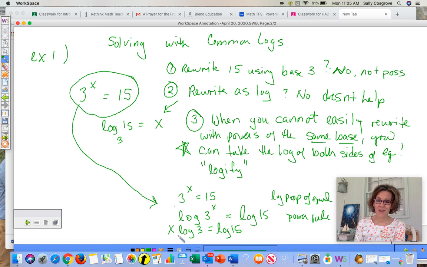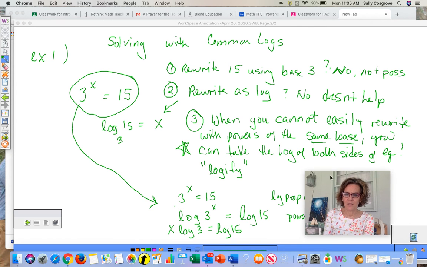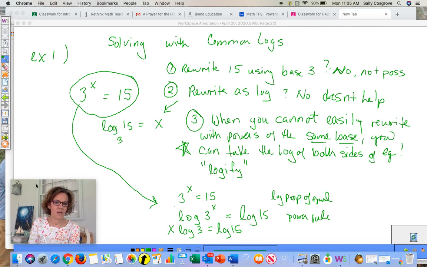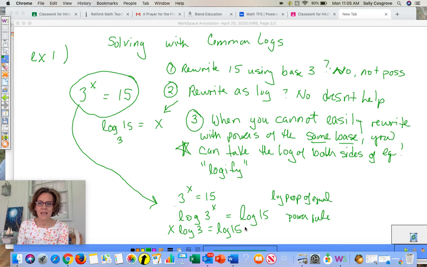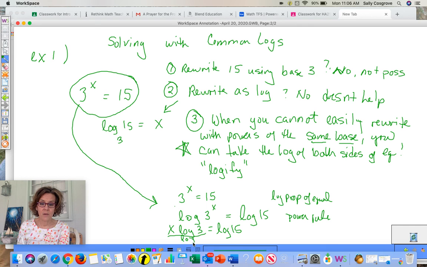One step to solving. What do I need to do to solve for x? That's right. Divide both sides by log of 3. So I'm going to move this because right now this is in the way. Okay. So we're going to divide both sides by log of 3. I'm going to divide this side by log of 3, and I'm going to divide this side by log of 3.